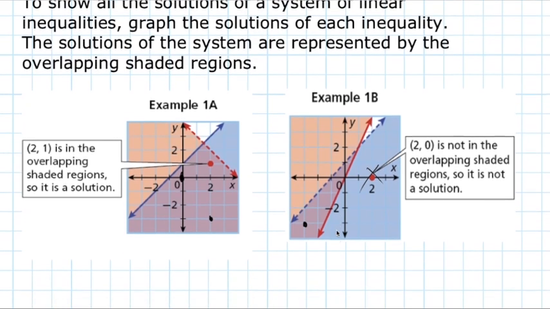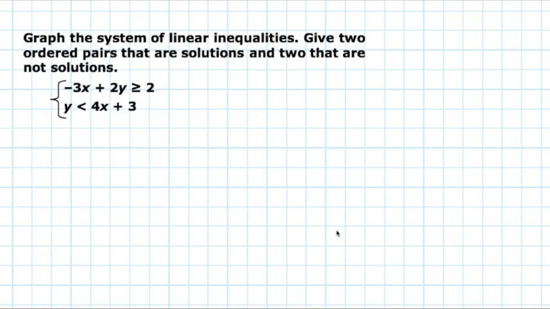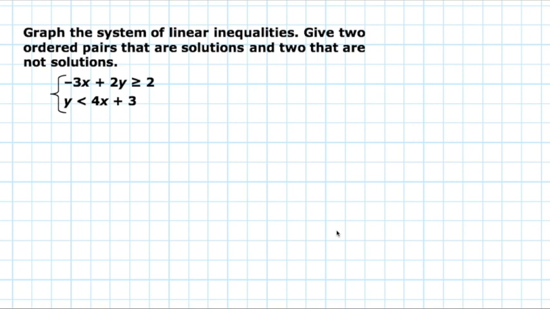So let's go into some examples and do it ourselves. So here we have two linear inequalities, and we want to give two ordered pairs that are solutions to these linear inequalities. So the first thing we're going to do is actually graph them. So before I can graph this top one, I need to rearrange it so that it is in slope-intercept form. So I'm just going to come over here to the side, and I'm going to solve for y.